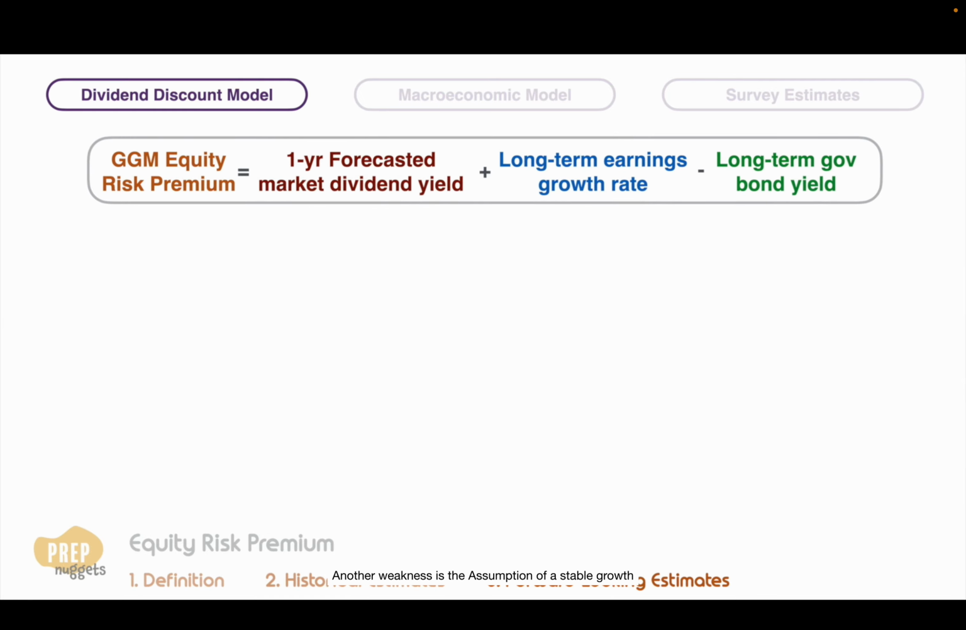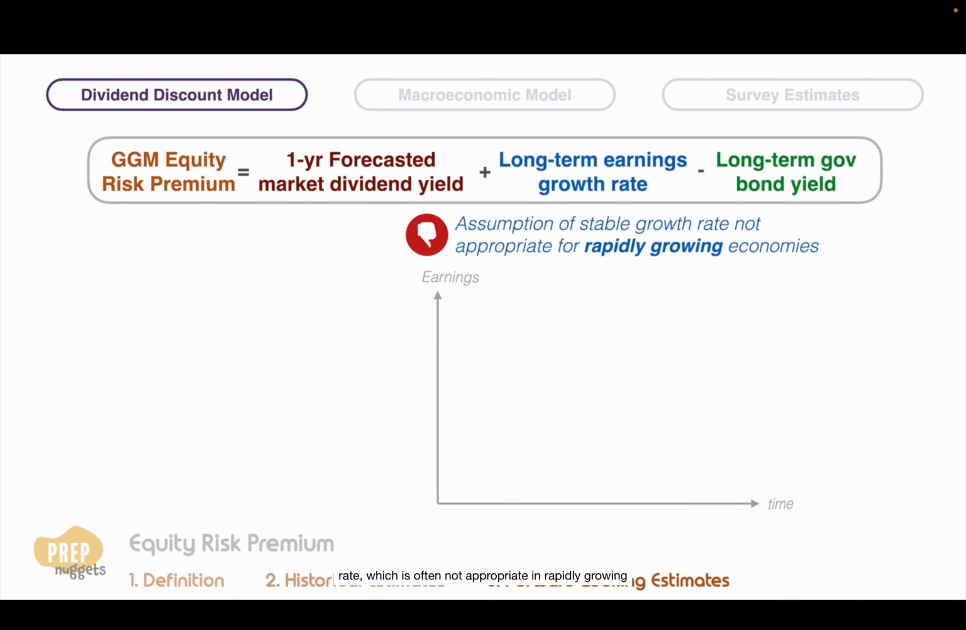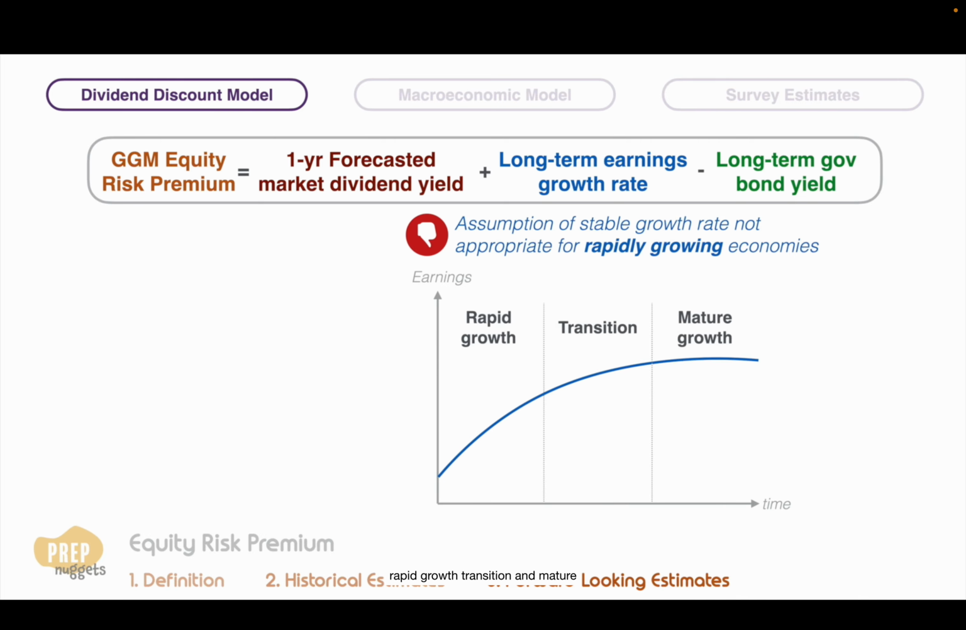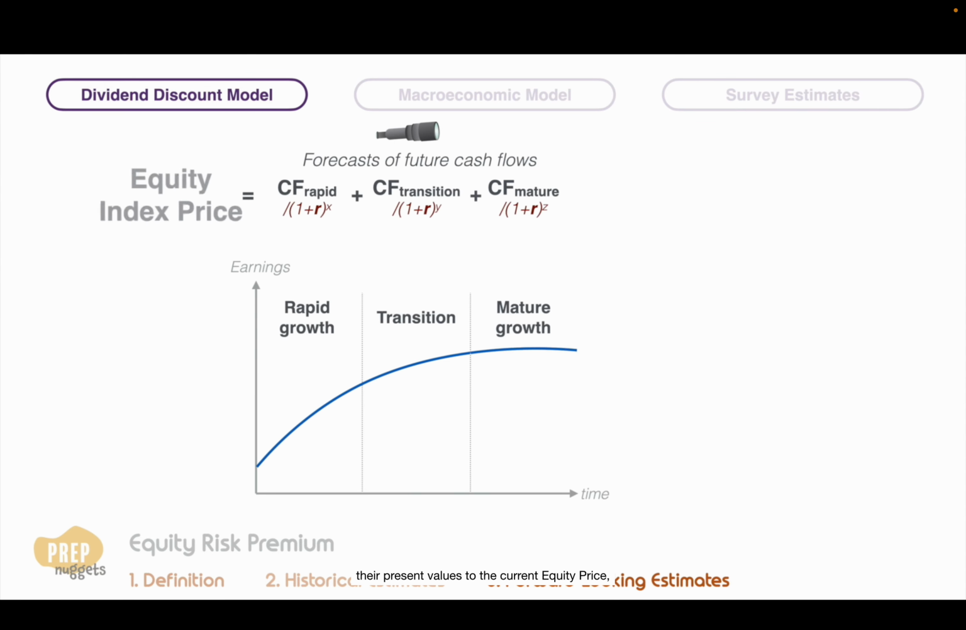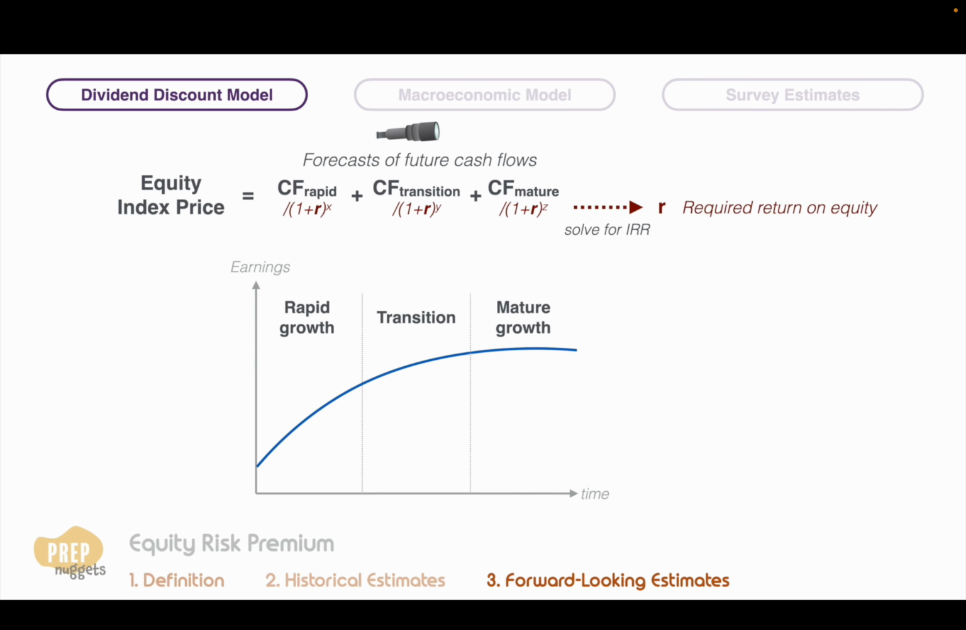Another weakness is the assumption of a stable growth rate, which is often not appropriate in rapidly growing economies. Such economies might have 3 or more stages of growth: rapid growth, transition, and mature growth. In this case, another approach under the Gordon growth model is to forecast the future cash flows from all the companies for all the stages and equate their present values to the current equity price index. The discount rate that solves this equation is the IRR, and this is the required return on equity. The forward-looking estimate of the equity risk premium would be the R from this equation minus the corresponding government bond yield.